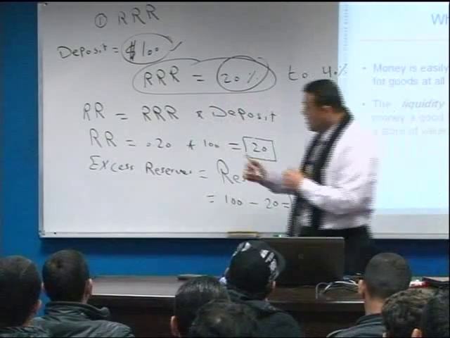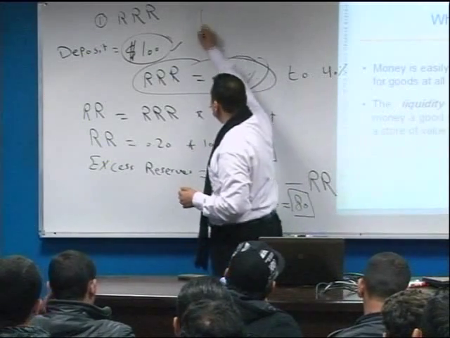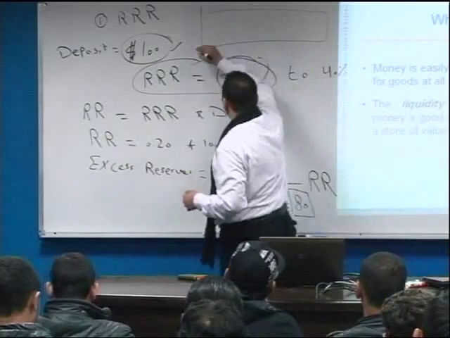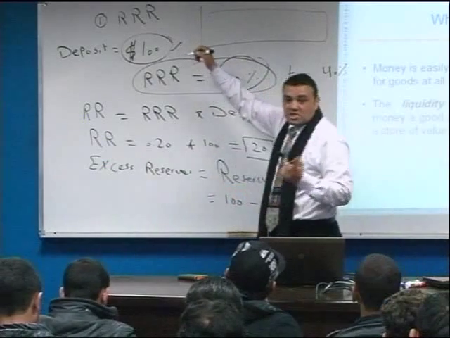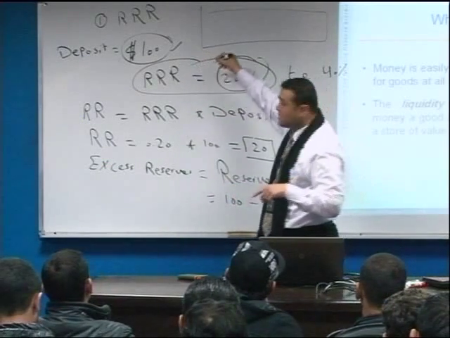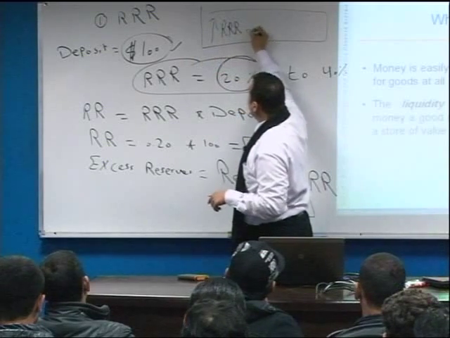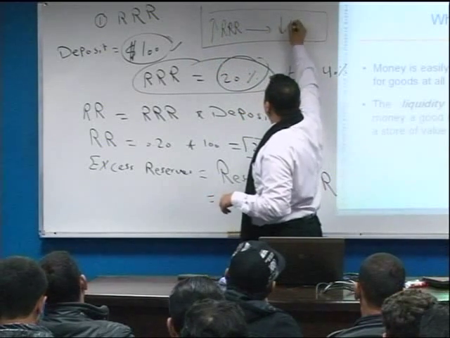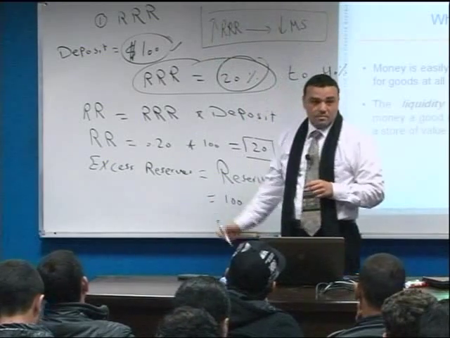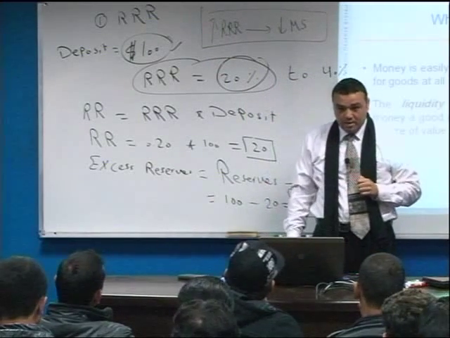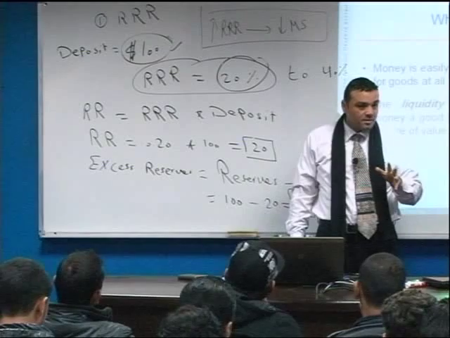Right? So there is an inverse relationship between the required reserve ratio and the money supply. So the increasing of required reserve ratio leads to a decreasing in money supply. Right? Okay? فاهمين اللوجيك؟ تمام؟ طيب.